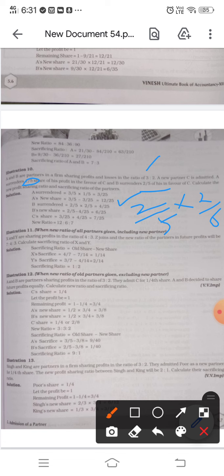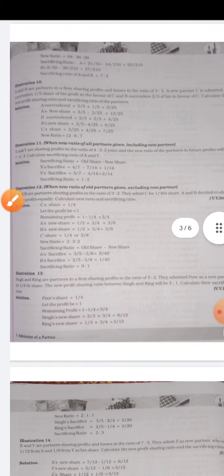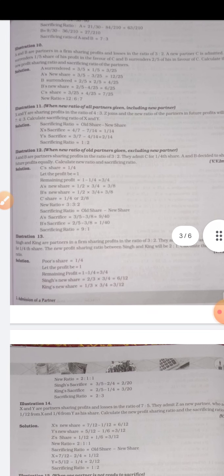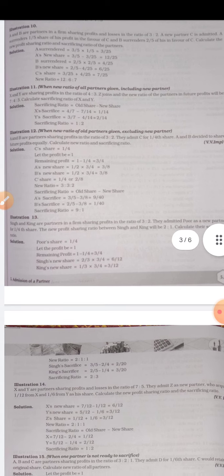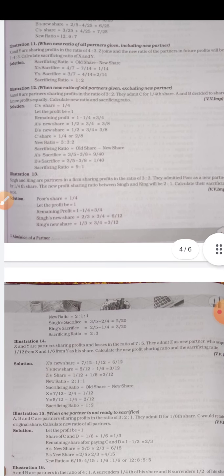Okay, so now C is getting how much from A? That is 3 by 25 and 4 by 25, that is 7 by 25. Okay, so very simple sum. And next one is when the new ratio of all the partners is given, including the new partner. So when the new ratio is given, we have to find the sacrificing ratio. It's also a very simple sum.